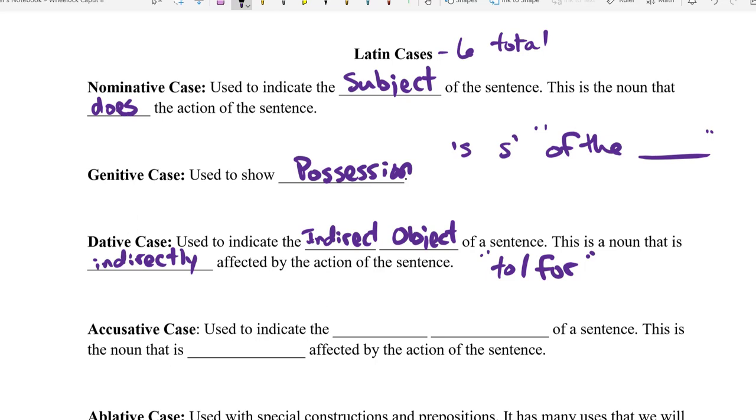The accusative case is used to indicate your direct object. This is the noun that is directly instead of indirectly affected by the action of the sentence. There's no real special way to sort of signify how these are going to look.